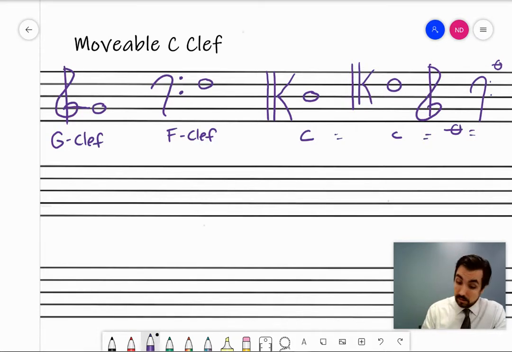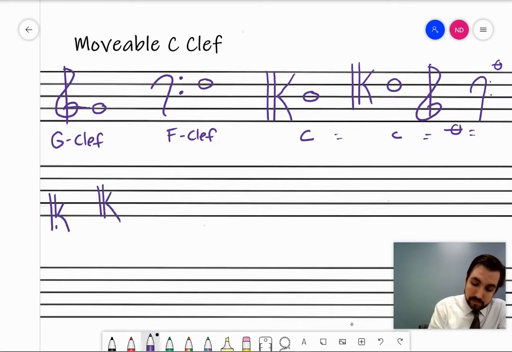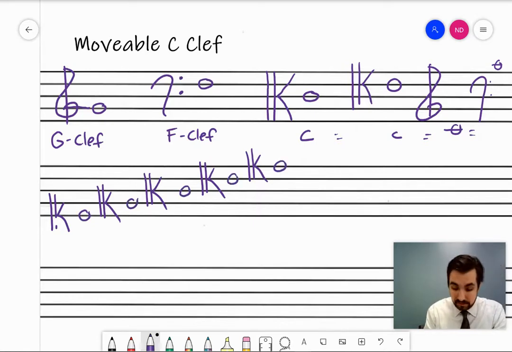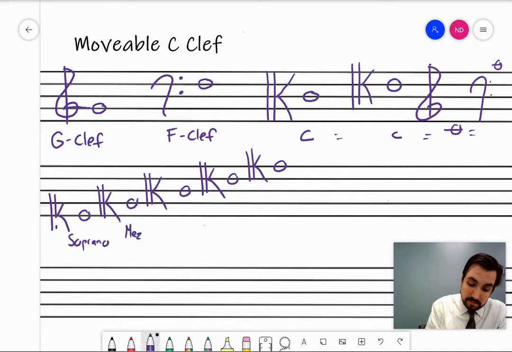Now, when I say it's movable, it can go a lot of different places on any line. So that means that it could go here, or here, or here, or here, or here. And in any of those locations, right in the middle of the K, that's showing us middle C. Now, there's names for all of these, obviously. In the lowest position, this is called soprano clef. Then next up, if you think order of voice parts, next is mezzo soprano clef. Then next is alto clef, tenor clef, and baritone clef.